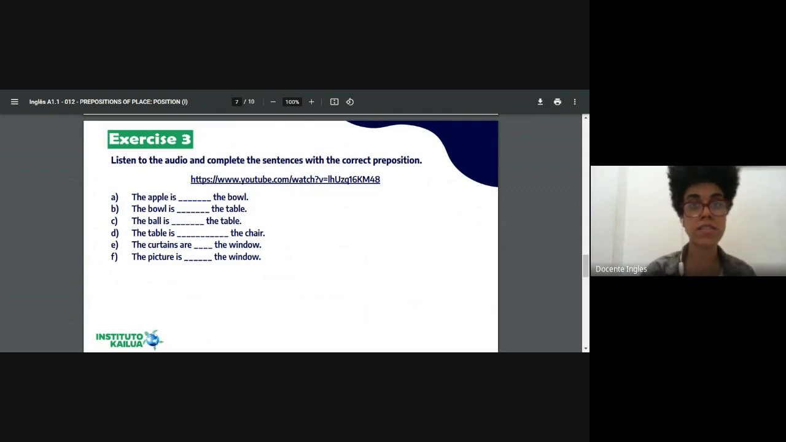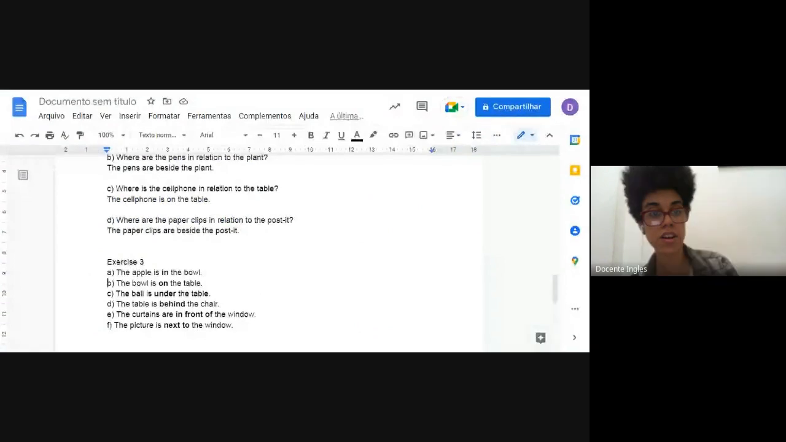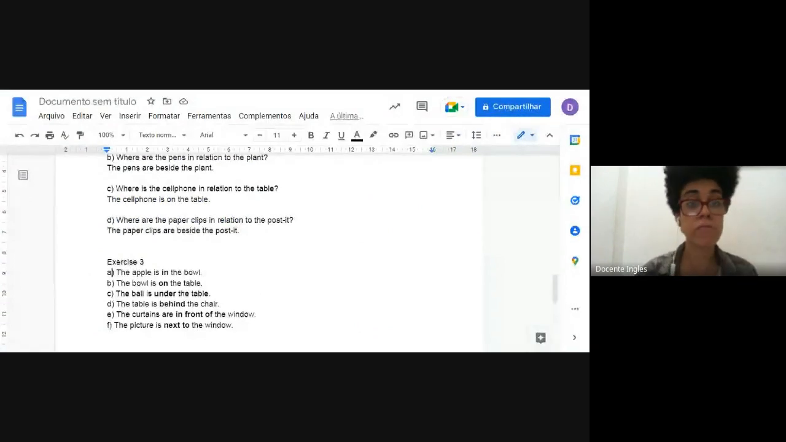All right. Let's take a look here. The apple is in the bowl. The bowl is on the table. The ball is under the table. The table is behind the chair. The curtains are in front of the window. And the picture is next to the window. So remember, people, at any time you should press pause and go back if you need, okay?